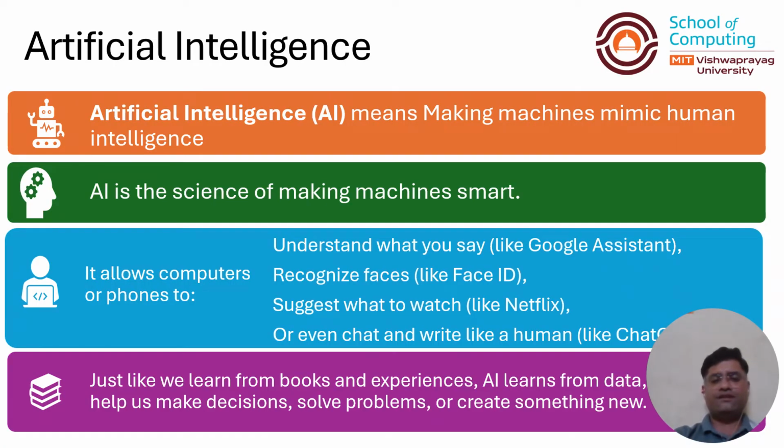Now, AI means making a machine mimic human intelligence. AI is the science of making machines smarter. It allows machines to understand what you say, recognize faces, suggest what to watch or even chat and write like humans. You might wonder, all these activities we are using in our day-to-day life. Understand what you say: we are using the app called Google Assistant, which can understand our voice and convert it into text.